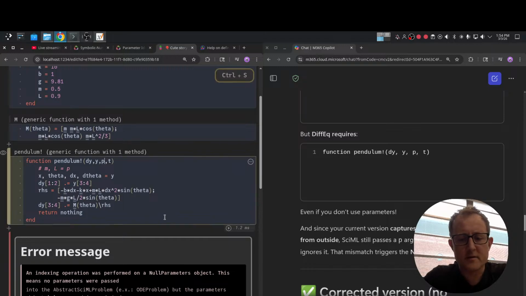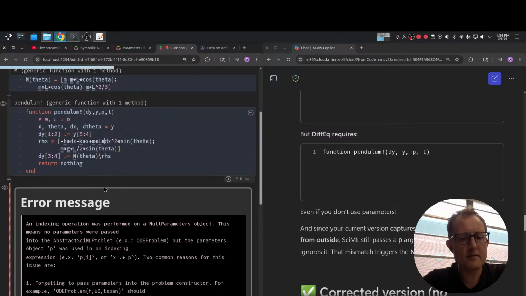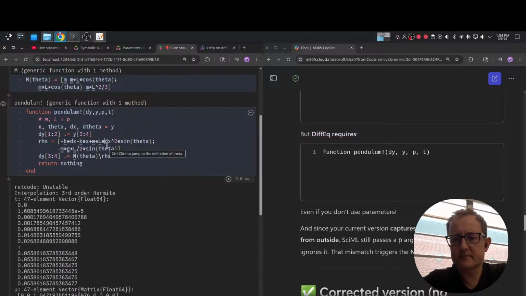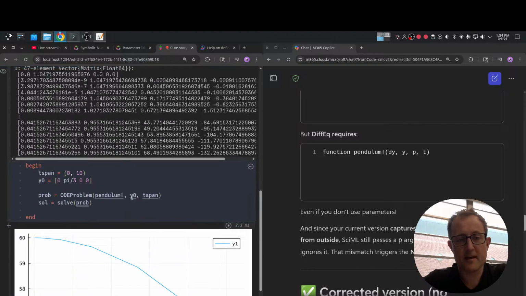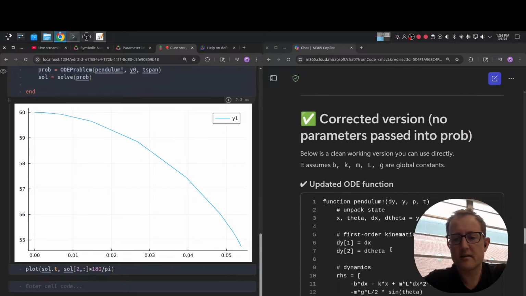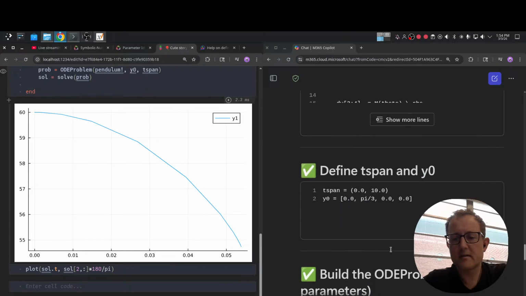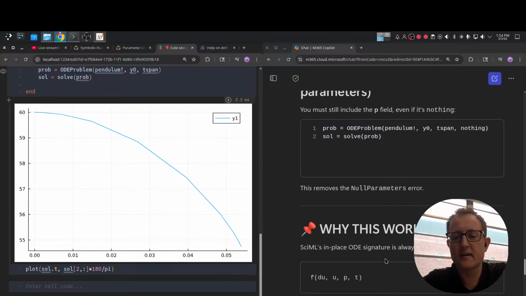Alright, so I need to add a parameters in here, even though I'm not using it. And then I get something, but it's not the right time span. It's still a very short time span. It is decreasing, which is what I want it to do.